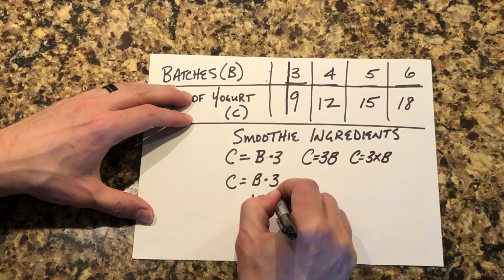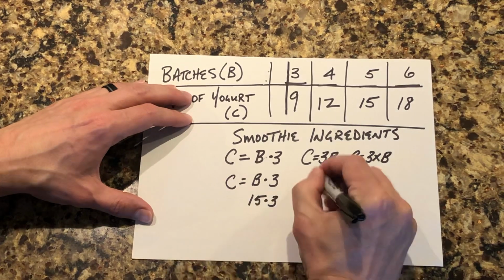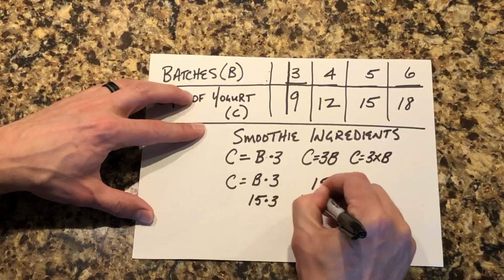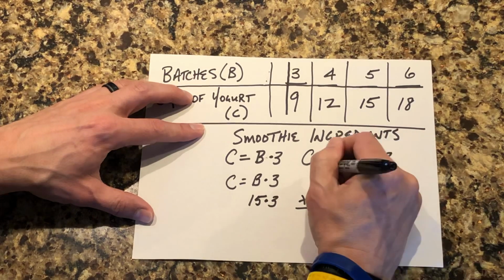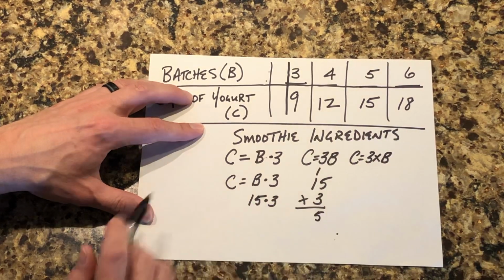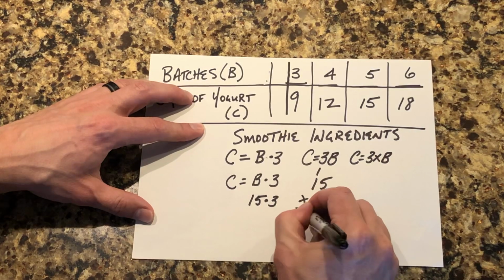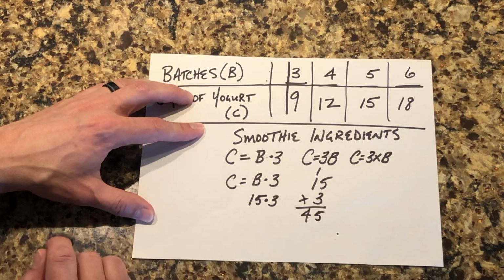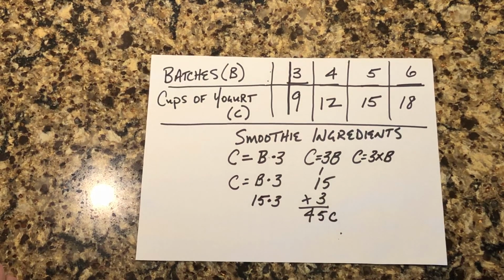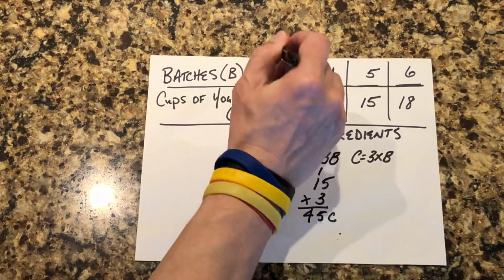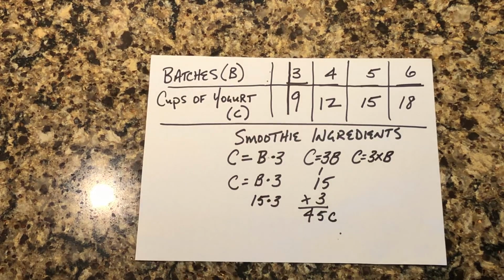So I'm going to take 15 times 3, and again, working out the problem, 15 times 3, 5 times 3 is 15, 5 down, 1 up, 1 times 3 is 3, and 3 plus 1 is 4, so 45 cups of yogurt. And there is my label for this particular T-table. And again, I left this column open if you wanted to find the unit rate.